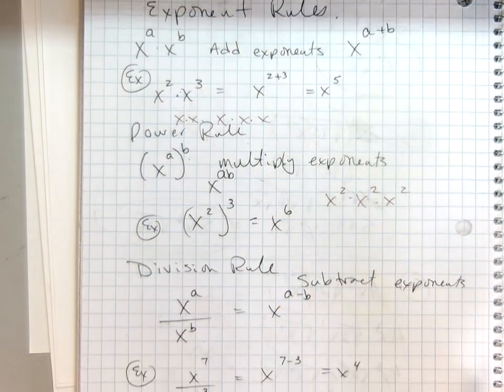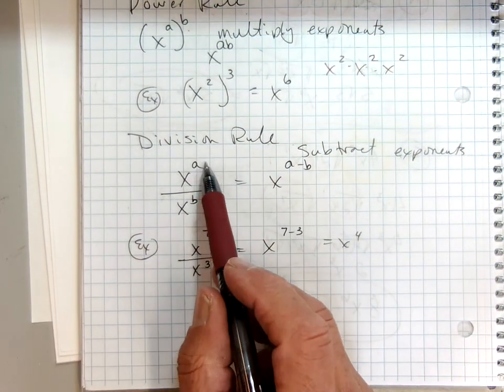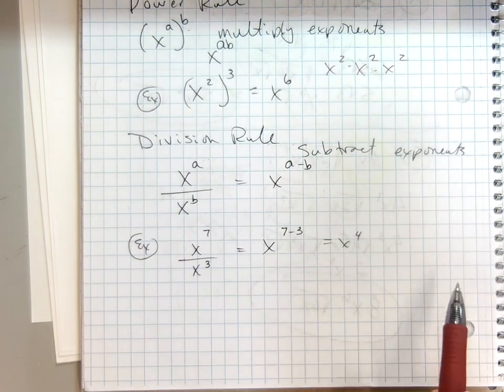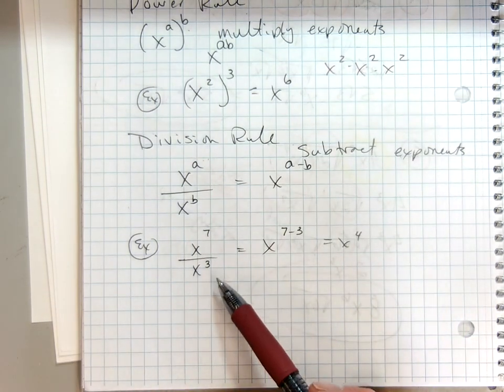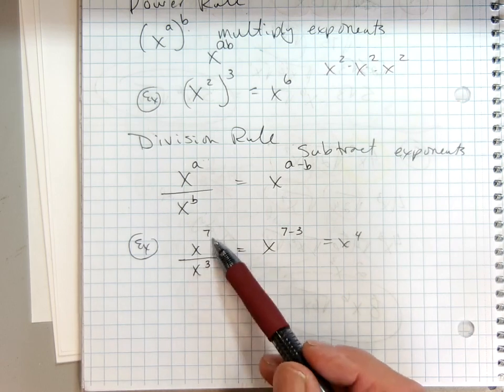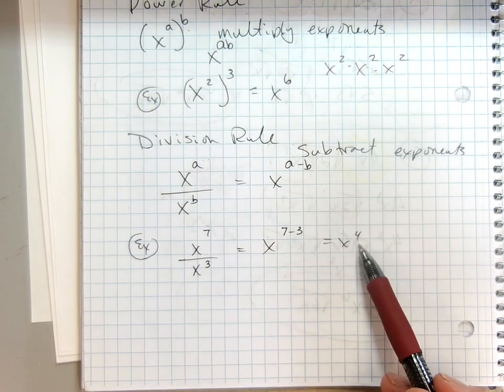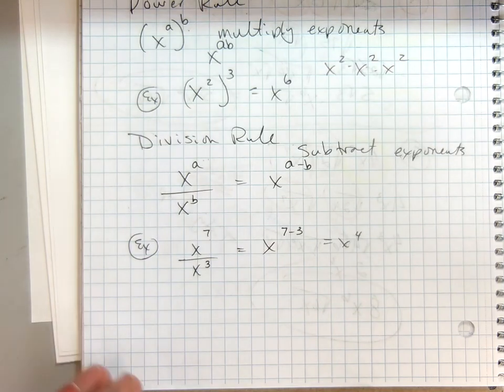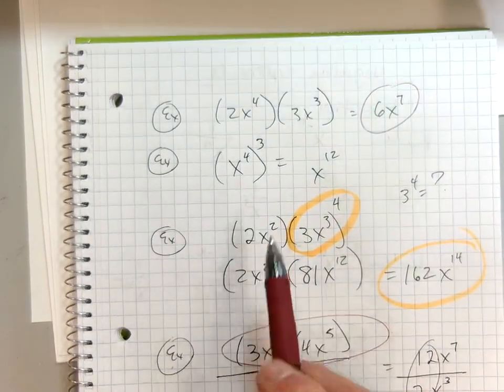Okay? The division rule, when you divide the same bases, you subtract exponents. Okay, and I showed an example of that. X to the seventh over x to the third. Three of these would cancel 3 of these, and you're left with 4 on the top, or you basically just subtract exponents. Okay. On the other side, we looked at some examples.